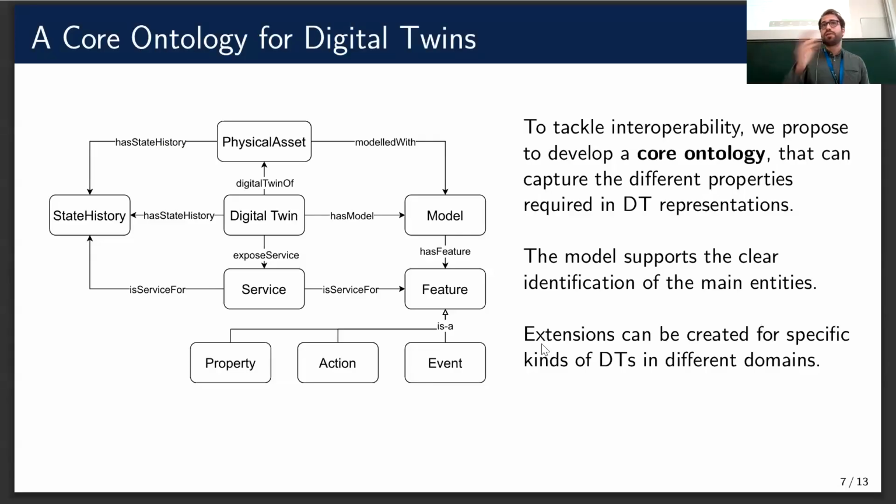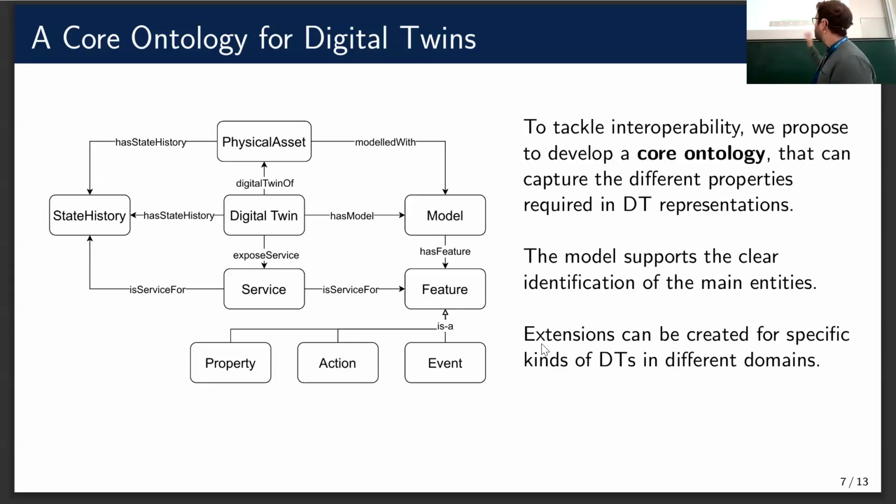So our proposal is twofold. First, we try to build directly from those requirements an ontology that we call a core ontology, because we expect that it might be refined for specific application scenarios. And here you can see the main entities that are the ones that I mentioned before.